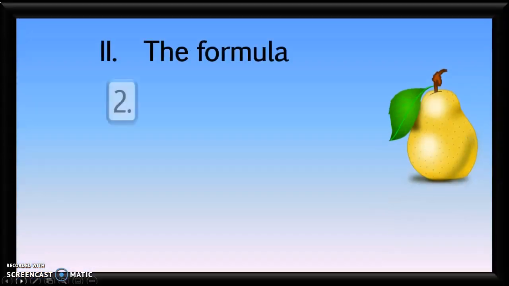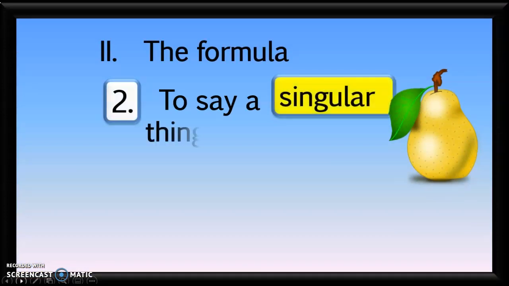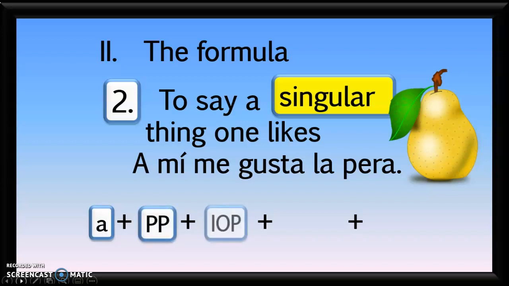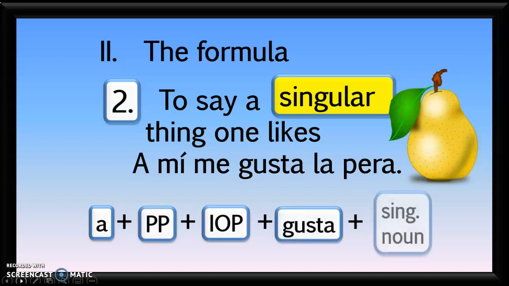So now let's talk about the formula if you want to say a singular thing that you like. For example, if you want to say that you like pears, in Spanish you would say, a mí me gusta la pera. Literally, the pear is pleasing to me. The formula goes like this. A, me, prepositional pronoun, me, indirect object pronoun, gusta, the singular form, and then the singular noun. Pause the video so you can write that formula down.